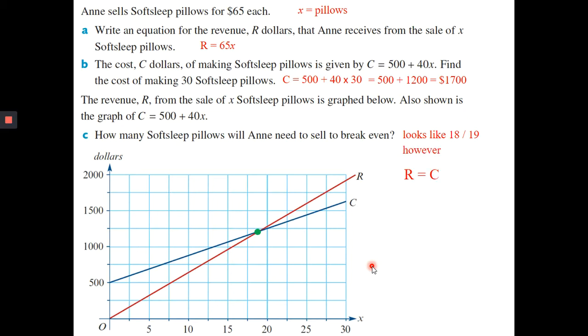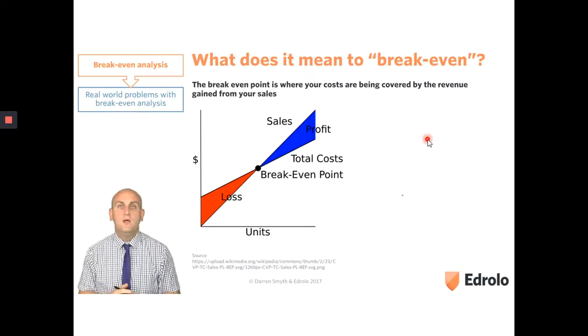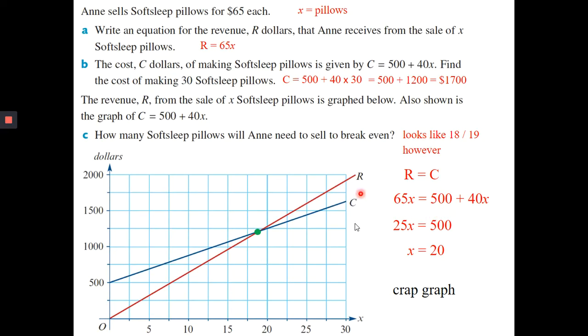So let's do the math. Let's do R equal to C. 65x equals 500 plus 40x. I'm going to take away 40x from both sides. Now I'm going to divide by 25, and I get x equals 20. So it is a really, really bad graph, isn't it? So be really careful. We kind of knew it was in that sort of range, but when we did the maths, we ended up with 20. So how many soft sleep pillows do we need to break even? She'd need 20 to break even. All right, so take super care when some of the graphs are rubbish.